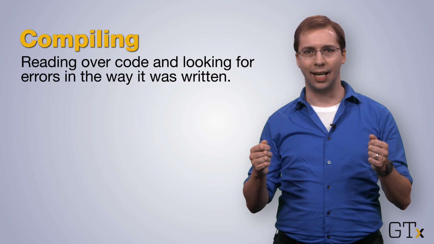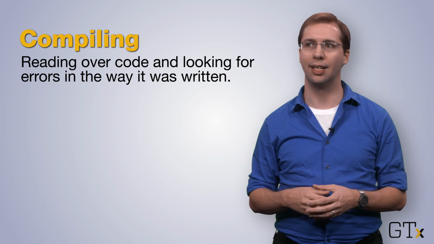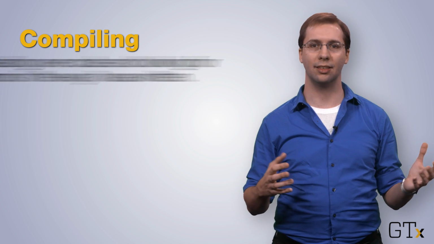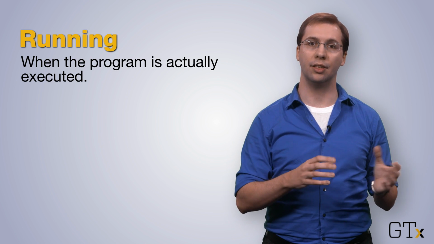You can just look at the text and see if there are problems with it, like misspelled words or comma splices. Code is more complicated than an essay though, so we rely on computer programs called compilers to do this for us. They read in the code and let us know what problems they find. If there aren't any problems, they produce programs that we can then run. Running is when the program is actually executed.